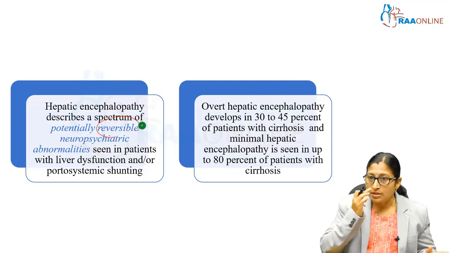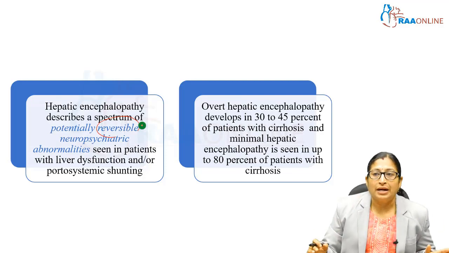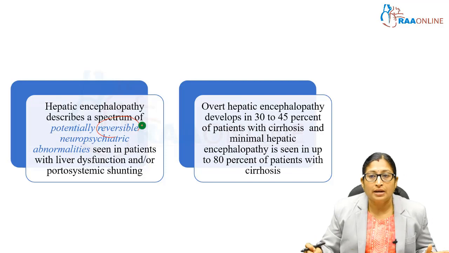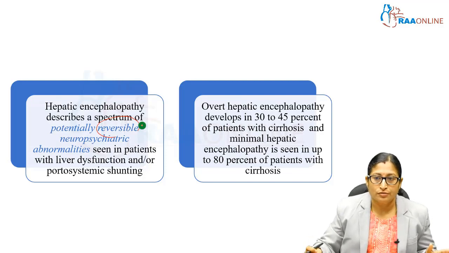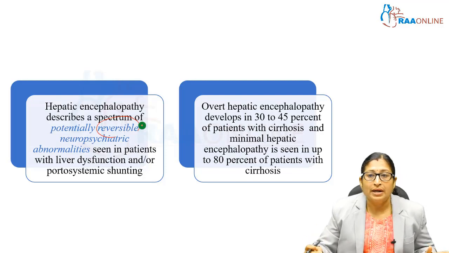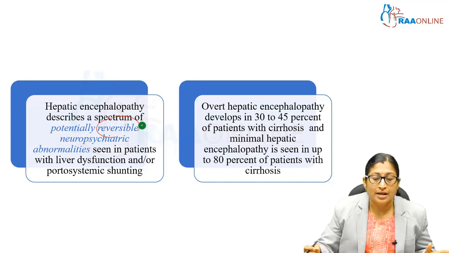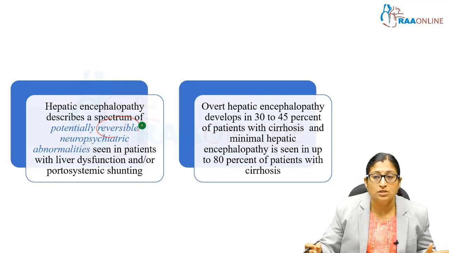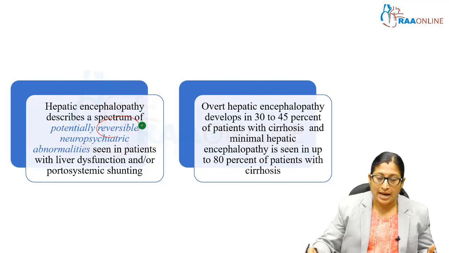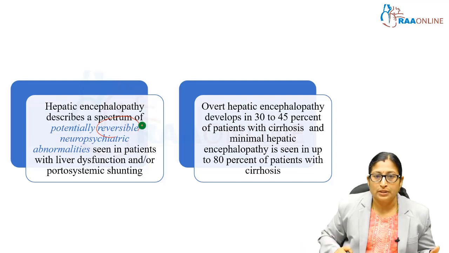What is the importance? Overt hepatic encephalopathy develops in around 30 to 40% of patients with cirrhosis, and minimal hepatic encephalopathy, we'll see what it is in a few more slides, is seen in as high as 80% of patients with cirrhosis. So that is the importance. It's very commonly encountered in patients with chronic liver disease, so we need to understand the mechanism and the treatment aspects of hepatic encephalopathy.